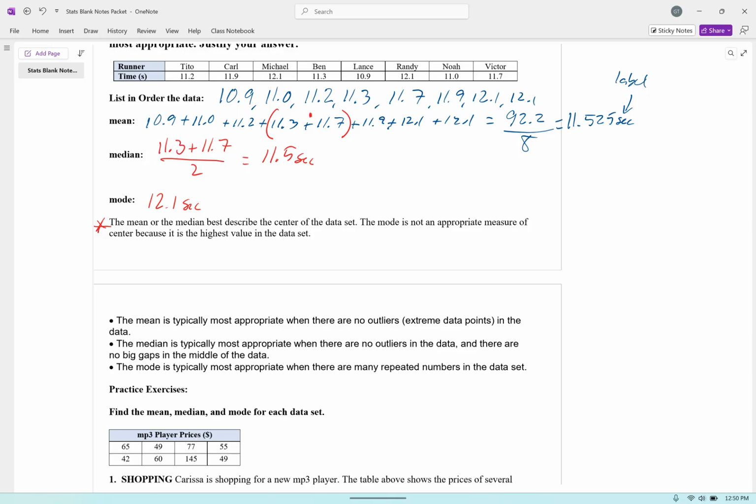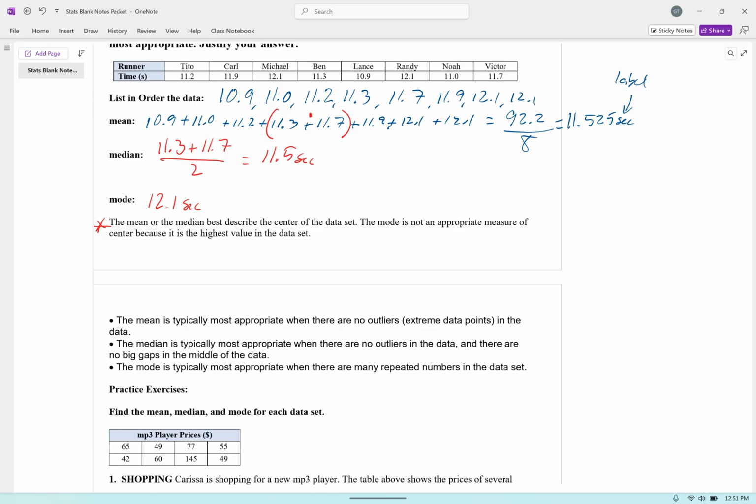Now the median, similarly, no outliers and also no big gaps in the middle. We can take a look and see that there isn't a big difference between any of the data points, especially in the middle. And so that doesn't seem to be a problem. So for this data set, the median looks like it could be a good option. Okay. Or the mode is typically most appropriate when there are many repeated numbers in the data set, especially if it's more towards the middle. Okay, so that is a possibility. We don't have very many, just one that's repeated one time. So in this case, the mode is probably not the best option.